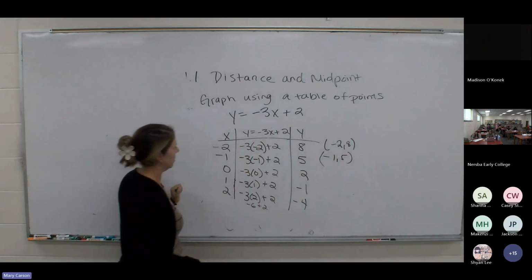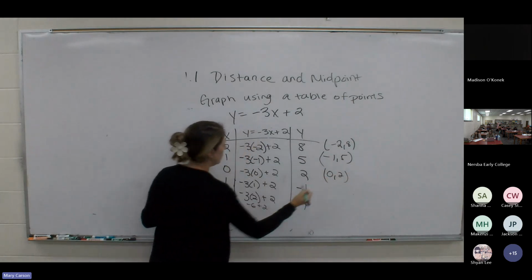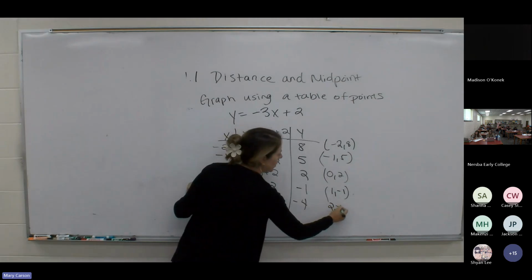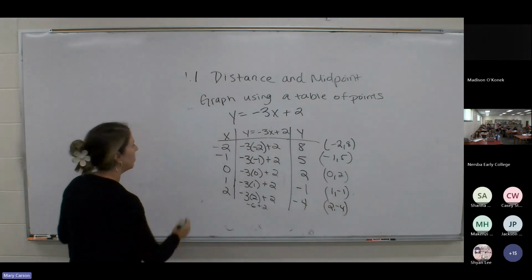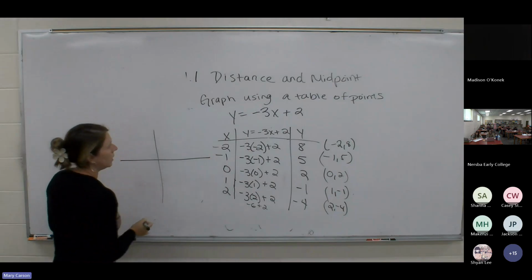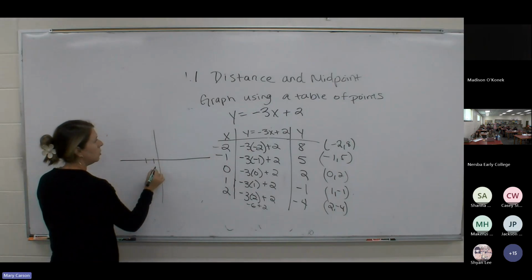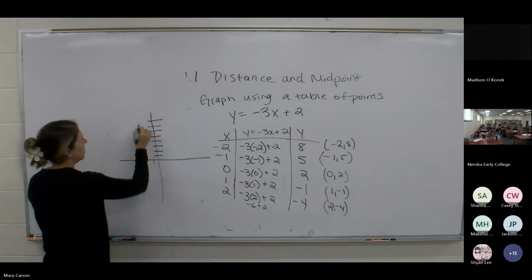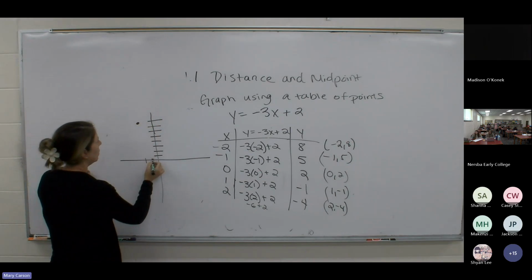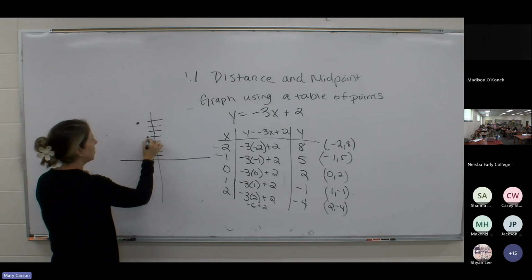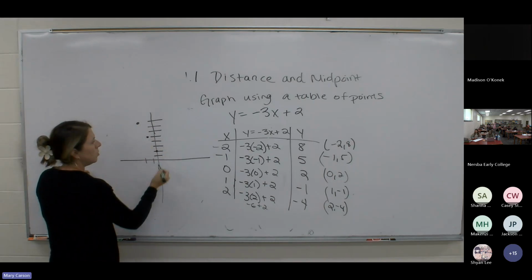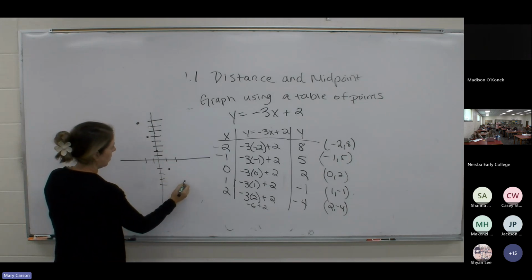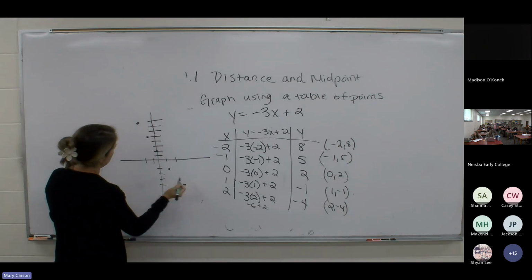-1, 5. 0, 2. 1, -1. And 2, -4. And we can plot these on the graph. And it's going to be a linear graph, so -2, +8, 1, 2, 3, 4, 5, 6, 7, 8. -2, there's that point. -1, 5, 1, 2, 3, 4, 5. 0, 2, 1, -1, 2, -4. Okay, that's pretty good.